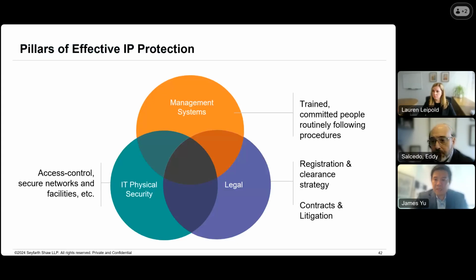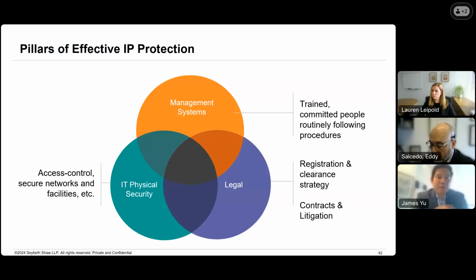So this slide illustrates that the most effective protection plan involves a synergistic relationship between the three pillars that Lauren, Eddie, and I have been talking about today. First, you need an effective management system of trained, committed people routinely following these procedures. It's obviously helpful to have a sophisticated IT capable of providing physical security, whether it be against cyber threats, or that implements triggers so that the company becomes aware if data has been exfiltrated.